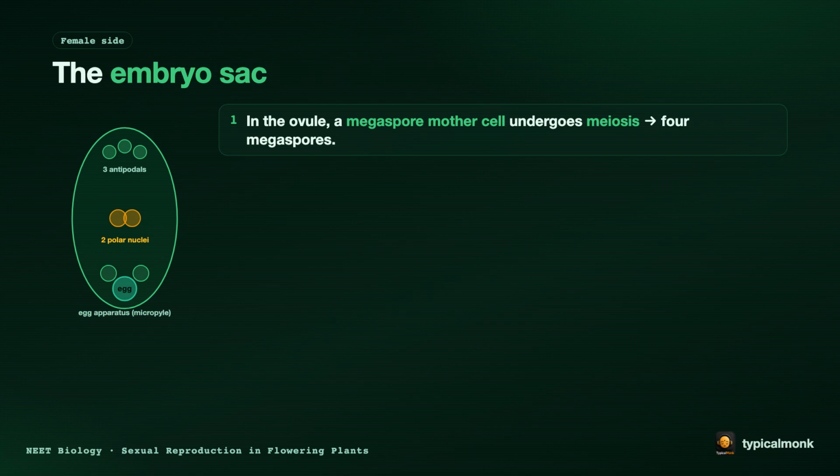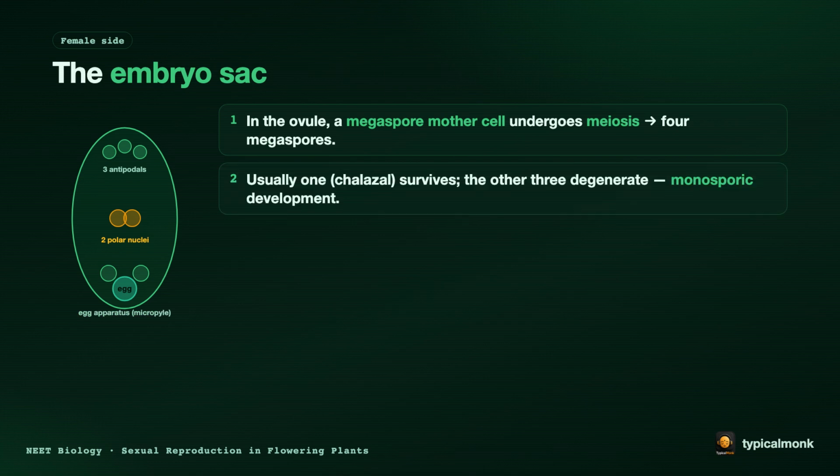Now the female side, the embryo sac. Inside the ovule, a megaspore mother cell undergoes meiosis, and 4 megaspores form. Usually one, the chalazal one, survives, the other 3 degenerate. This is called monosporic development.